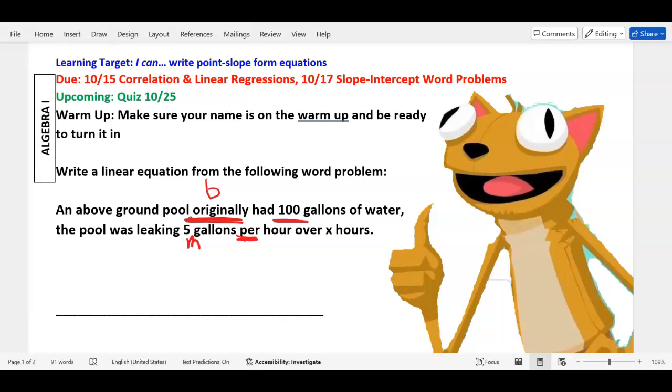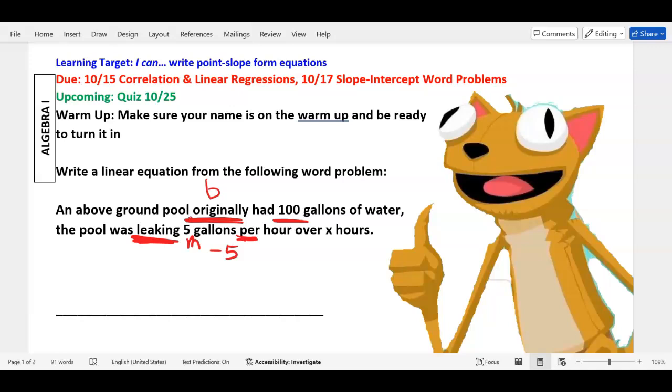But there's one tricky trick. What's happening to the water? It's going up or down in the pool? Well, is water going in or going out? What's the key word here? Leaking. What does leaking mean? Yeah, you are subtracting water. So that means that number has to be negative. This is a -5. So my M is -5. My B is 100, right?